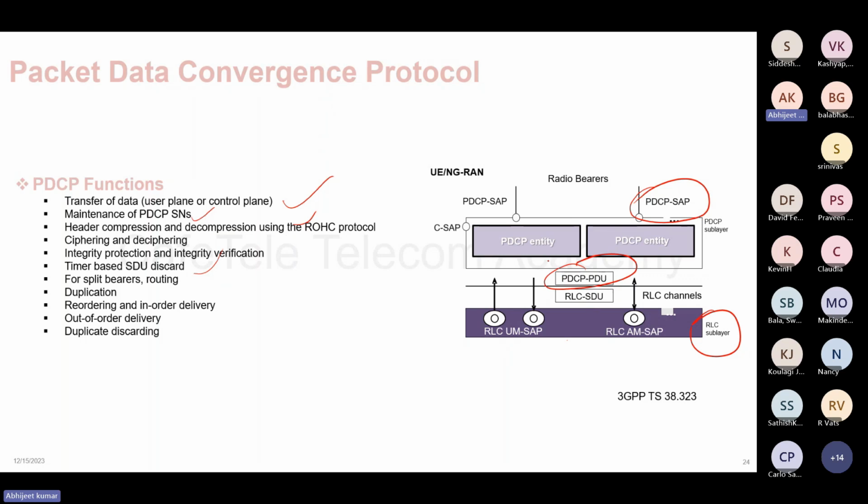Then we have the radio bearer that is managed. This is the logical channel that carries the data across the network. Then you have two things: one is called C-SAP and one is called U-SAP. C-SAP is basically the control plane and U-SAP is basically the user plane. C-SAP is used for communication between the PDCP and RLC control plane, and U-SAP for communication between the PDCP and RLC user plane data, so that you have to manage.